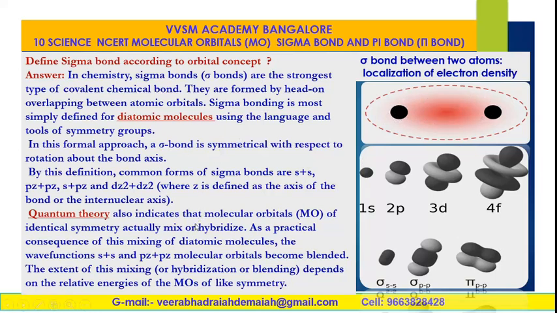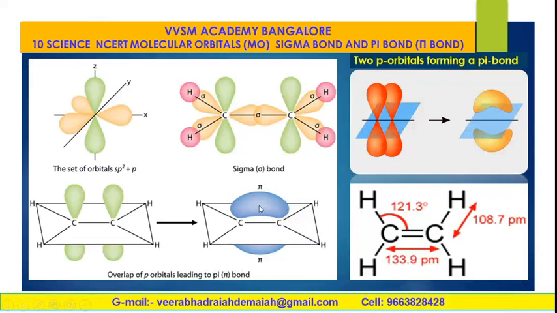According to quantum theory, the molecular orbitals MO of identical symmetry actually mix or hybridize. As a practical consequence of this mixing in diatomic molecules, wave functions s plus s, pz plus pz molecular orbitals become blended. The molecular orbitals of like symmetry. This is 1s, this is 2p, this is 3d, this is 4f, this is sigma ss, sigma pp, and this is pi pp. So these are the pi bond.